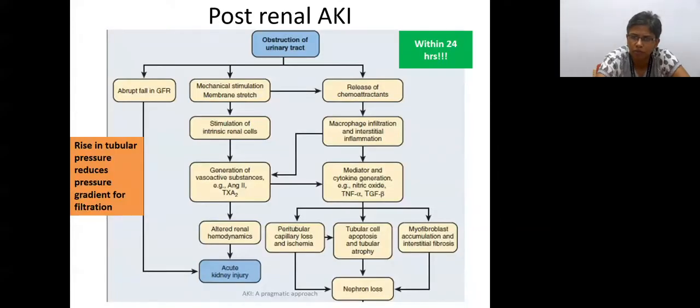Post-renal acute injury, most people are familiar with. It's because of an obstruction. What is important is that damage to the kidney happens within almost 24 hours of the obstruction developing. So time is of essence. When you see an obstructive AKI, it's very important to relieve that obstruction, because the longer you wait, the more tubules are getting damaged and the more likely that the patient would have residual damage which does not recover. Okay.